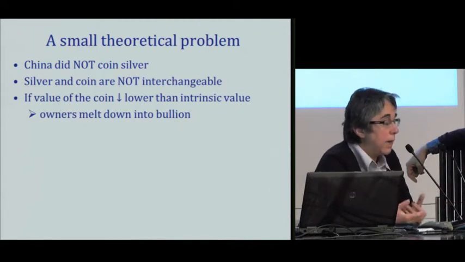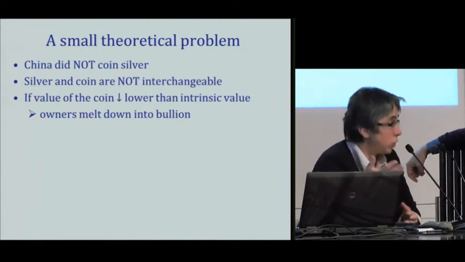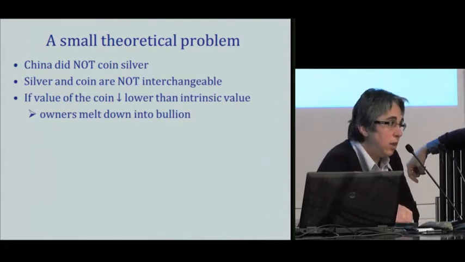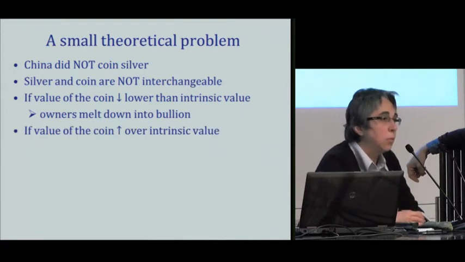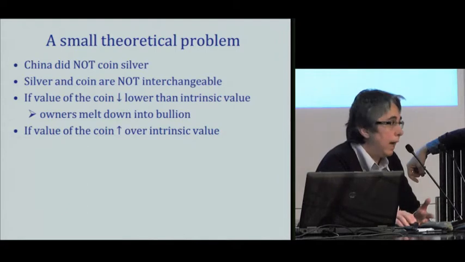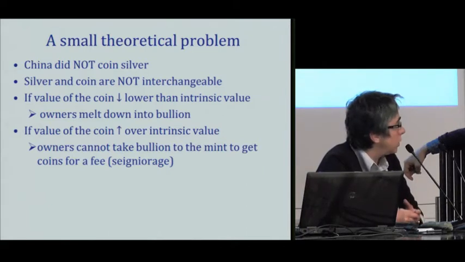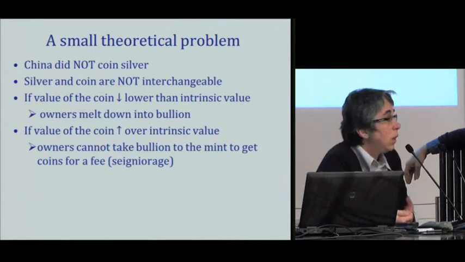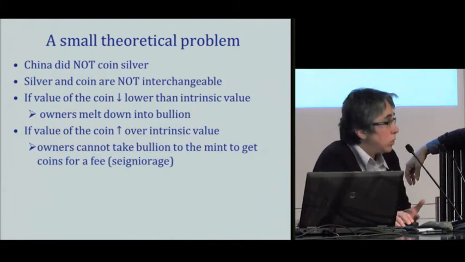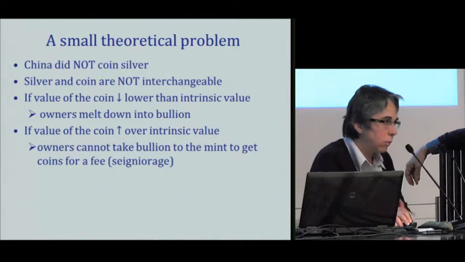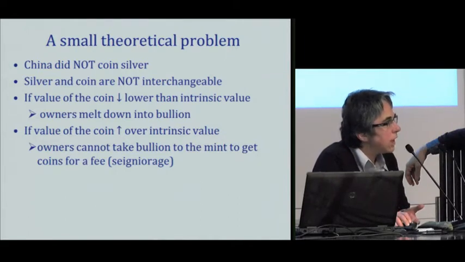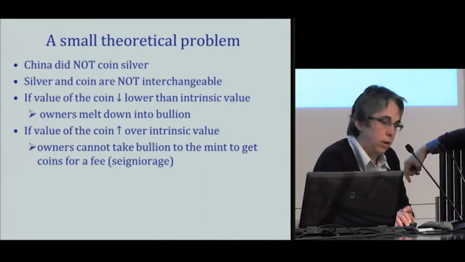They would melt it down into bullion, which most money lenders and power brokers did in China. But if the value of the coin goes above the intrinsic value, unlike everywhere else, in China the owners couldn't take it to the mint and produce coins, because the coin that they wanted was an imported coin, yeah? There was no monetary sovereignty in China as far as silver is concerned. The imperial government or the local, provincial governments couldn't extract any seigniorage on that, and they were reliant on an imported coin.